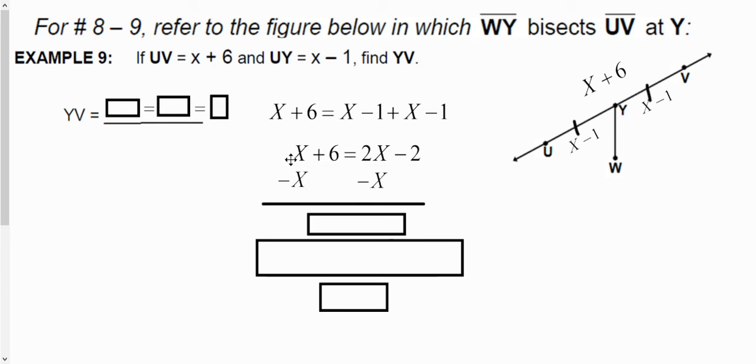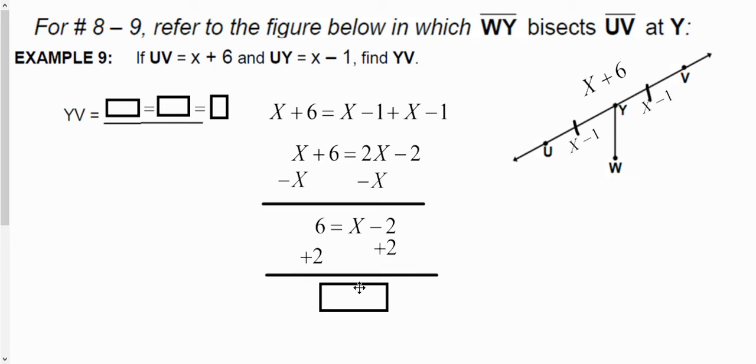We'll get rid of this x on this side. I subtract it away to get rid of the x's here, and I get 6 equals 2x minus 1x is just 1x or x. And last step, get rid of that minus 2 with plus 2 to get x by itself, and we get x equals 8. And we go back to the question. They want YV, which again was the same as UY, x minus 1. So we take our x number, 8, and subtract 1, and we get 7.